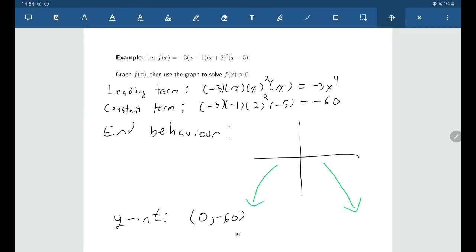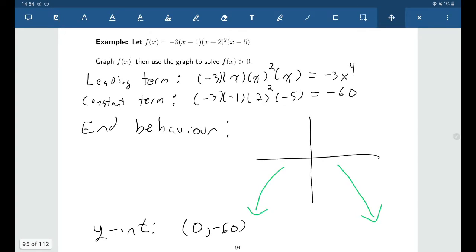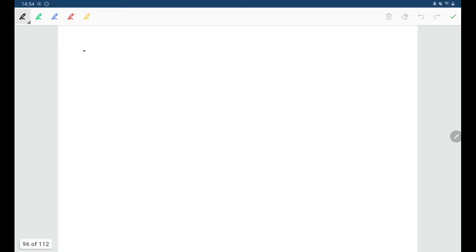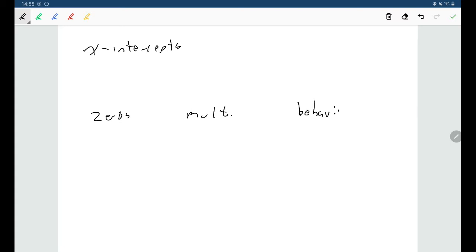Okay, so the next thing that I'll need to do, now that I've got the end behavior and the y-intercept done, is x-intercepts and talk about behavior at those. That'll be my next bit of business. Once we've done that, we'll talk about the zeros, their multiplicity, and the behavior at the x-axis.